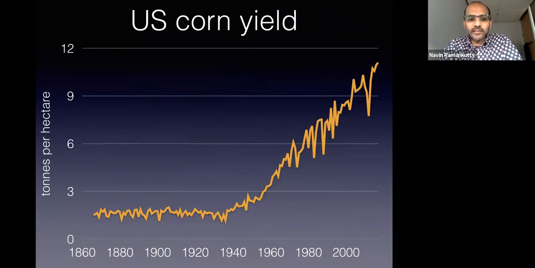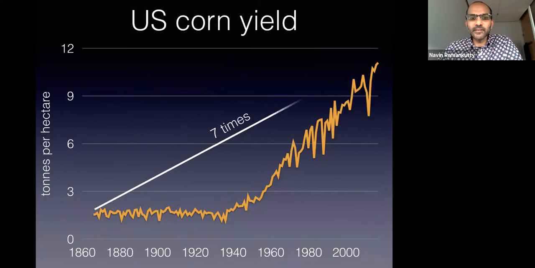And this is just one example. It shows the yields of maize in the United States going back to the 1860s. We used to produce about 1.5 tons per hectare. A hectare is about the size of a football field. We used to produce about 1.5 tons of maize per hectare back in the 1860s. And today we produce about 11 tons per hectare. That's an increase of about 7 times. So essentially in about 100 years, we are now producing 7 times more maize than we did back in the 1860s.